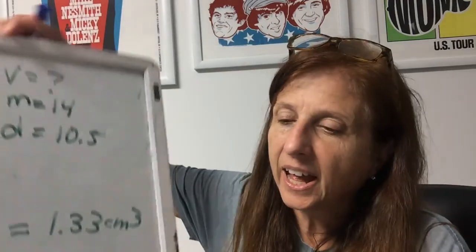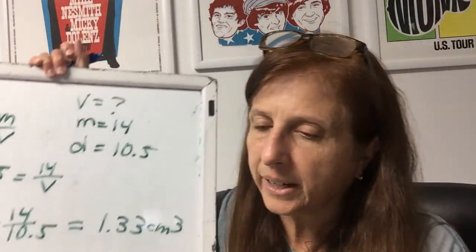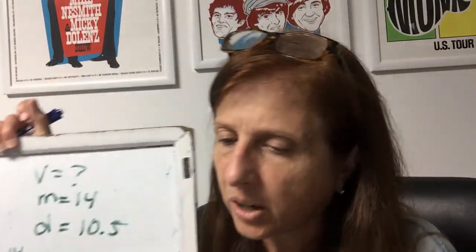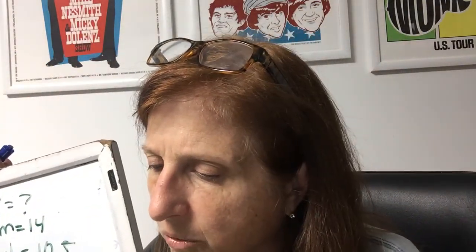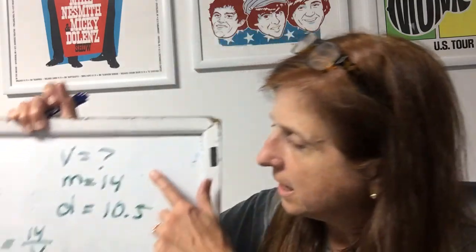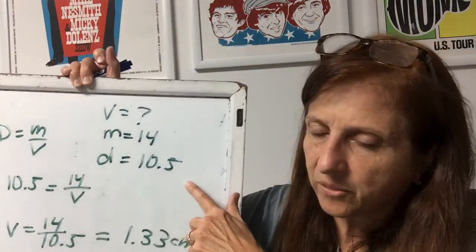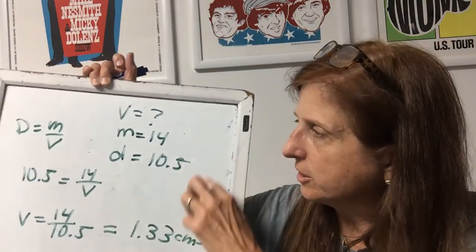And so what we're doing is problem number 5. And it is a problem, and I'll read it. It says, what is the volume? So we put V question mark of a pure silver coin that has a mass of 14 grams and has a density of 10.5 grams per centimeter. I didn't write the units, but you should.